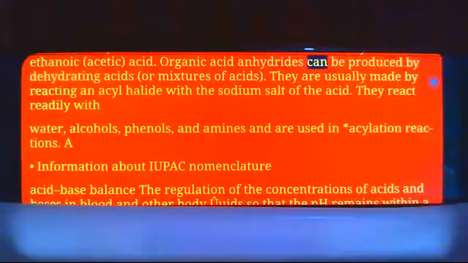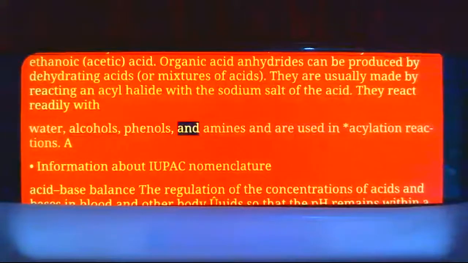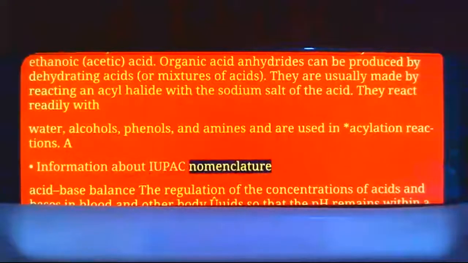Organic acid anhydrides can be produced by dehydrating acids or mixtures of acids. They are usually made by reacting an acyl halide with the sodium salt of the acid. They react readily with water, alcohols, phenols, and amines, and are used in acylation reactions. See also IUPAC nomenclature.